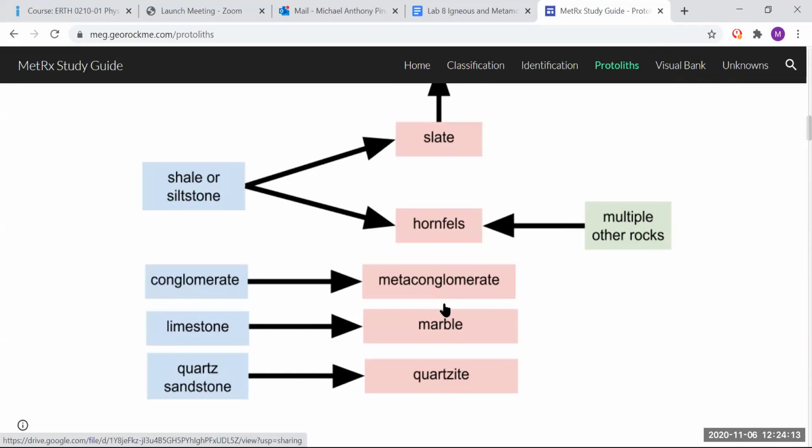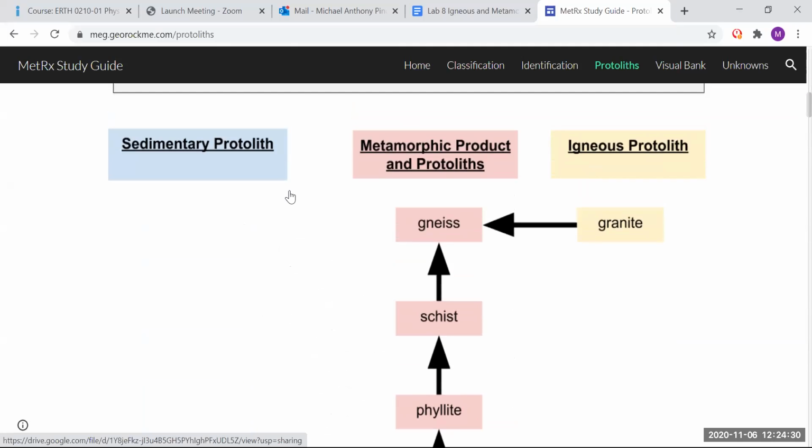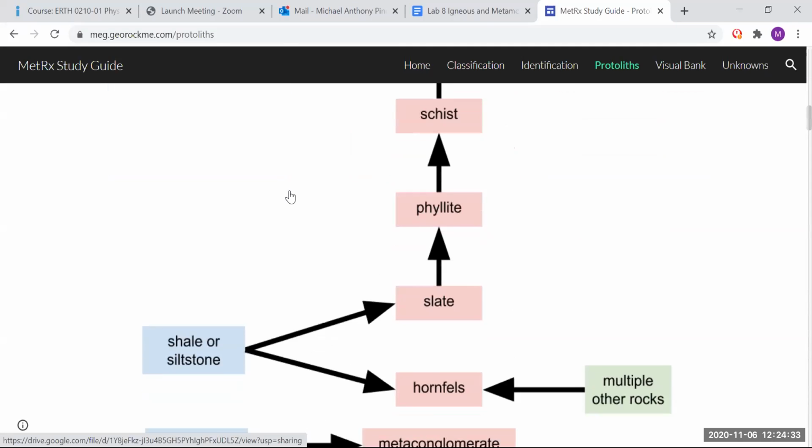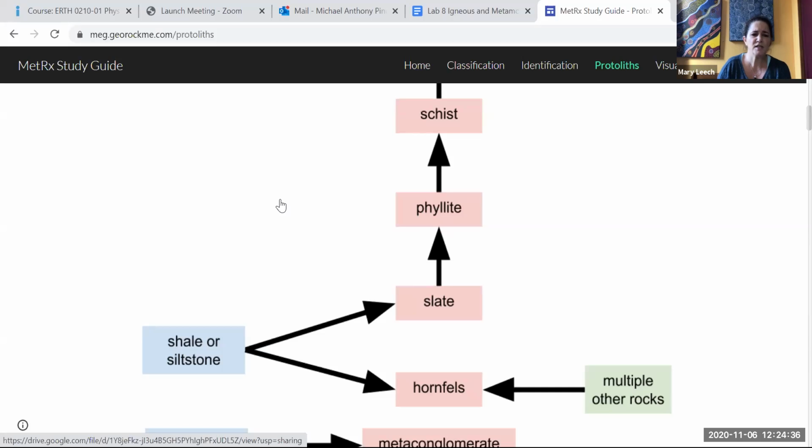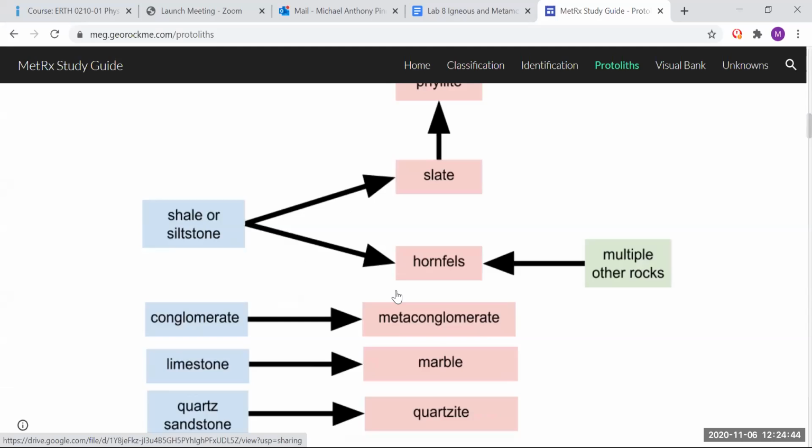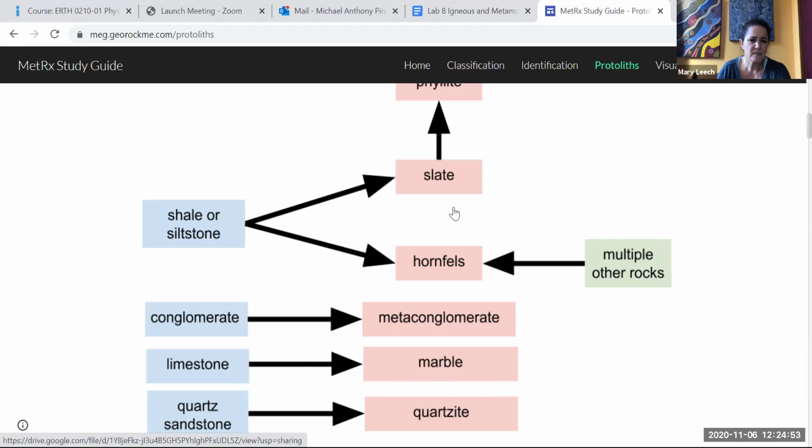Blue ones are the protoliths. The pink ones are the metamorphic rocks. Okay, my bad. So if you had a slate, you would have a shale or siltstone protolith. And that's the same for schist as well, right? Exactly. Shale, slate, phyllite, schist, gneiss are all derivatives potentially of shales. Okay, yeah. And then limestone is the protolith of marble, right? Exactly.